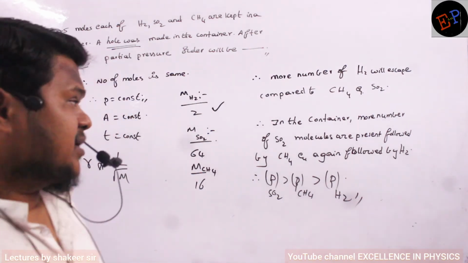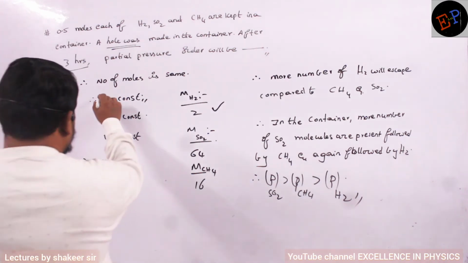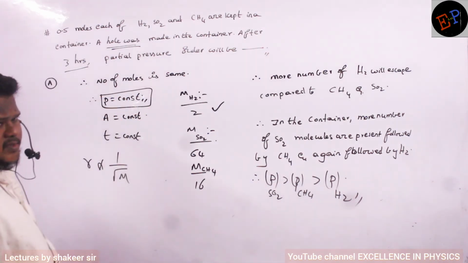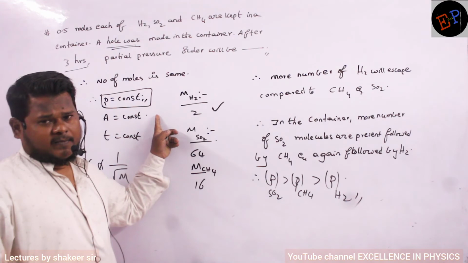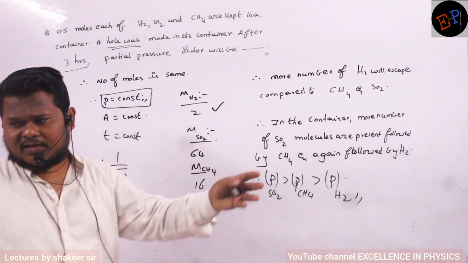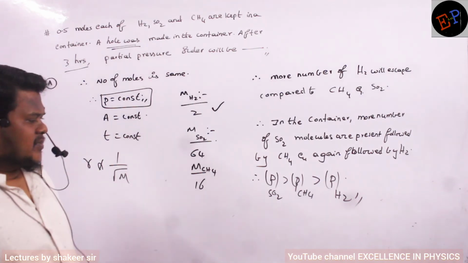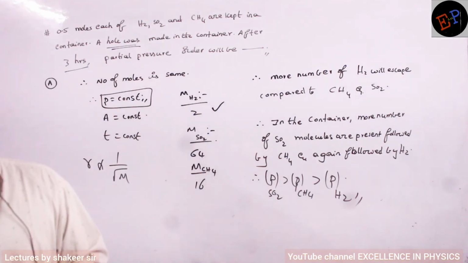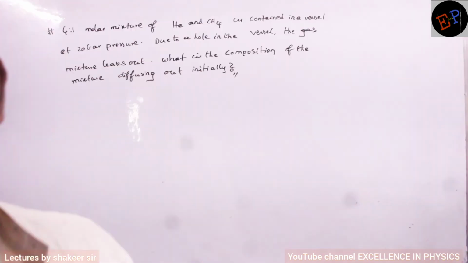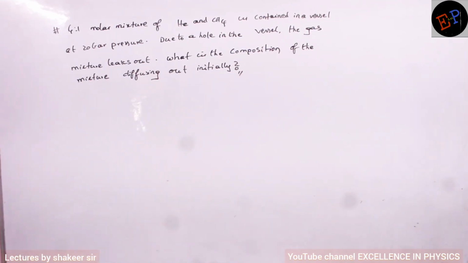That's it. But initially pressure was constant. This is the point which you should understand. Before making a hole, the pressure given by every gas was the same. But after 3 hours, the pressure given by each gas will be different. That's it. Okay, ma? Okay. So let us see this question, ma.